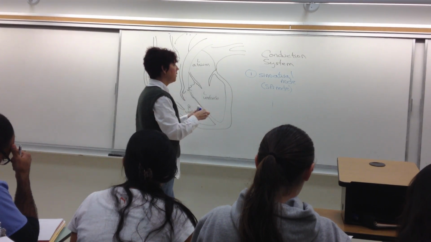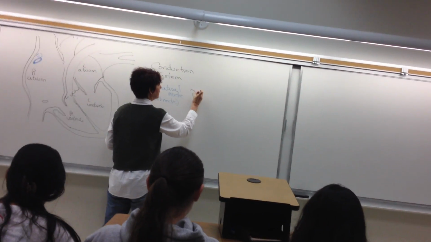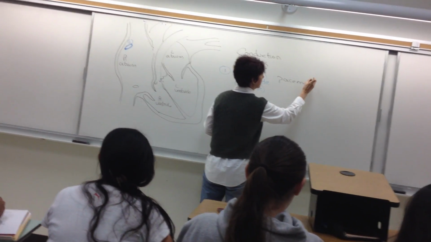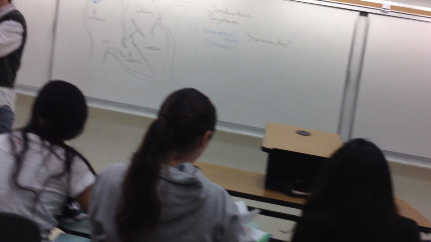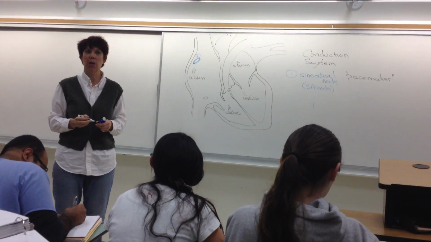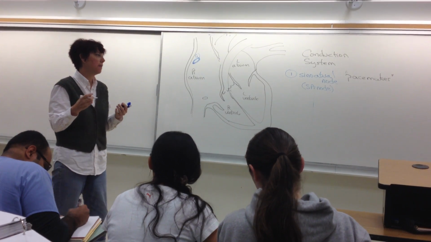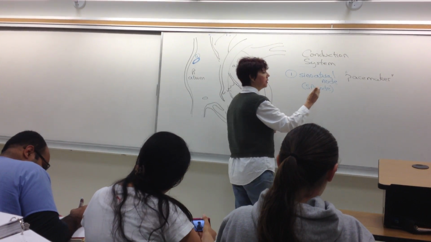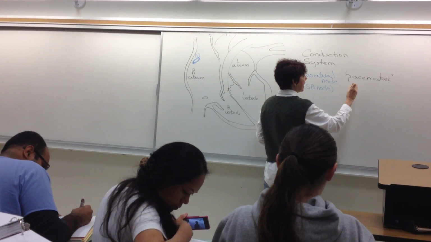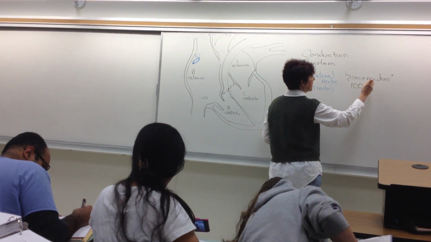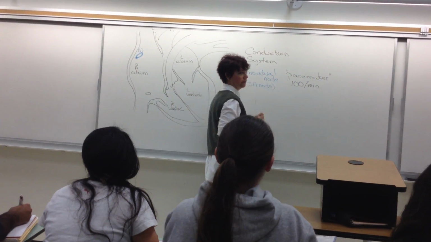This is also known as the pacemaker of the heart because its cells depolarize at a faster rate than any other component. Without modification by the vagus nerve, this depolarizes at a rate of 100 times a minute.